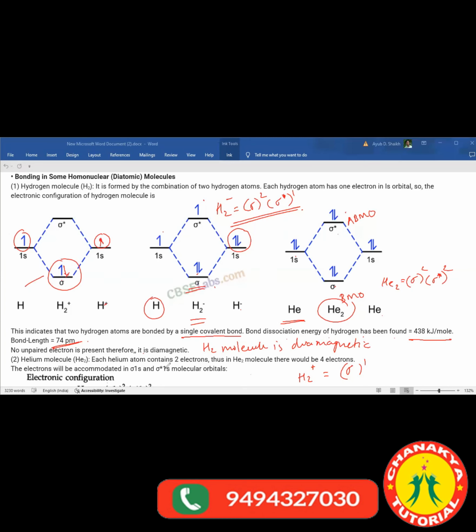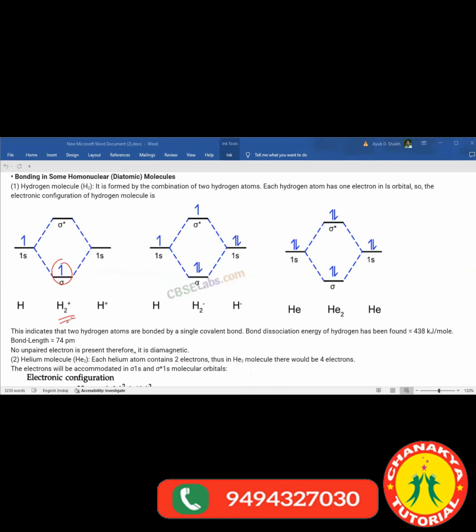Now the helium molecule, if you see, each helium atom contains 2 electrons. Thus in the helium molecule, there would be 4 electrons. They will be accommodated in the sigma 1s and sigma star 1s molecular orbitals. Here 2 and here 2. These are also paired electrons and hence the He2 molecule is also diamagnetic. It is not paramagnetic. But the He2 plus and He2 minus ions would have an unpaired electron and hence would be paramagnetic. Clear? Yes or no? You can see He2 plus has one unpaired electron. He2 minus has one unpaired electron and hence these are paramagnetic in nature. Clear? Fine.